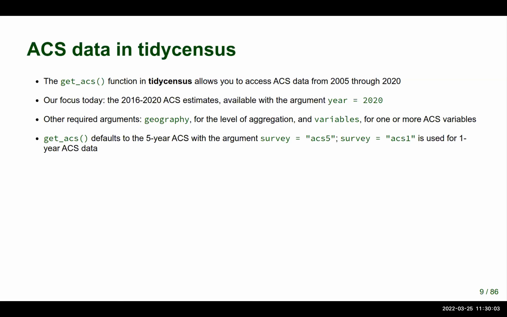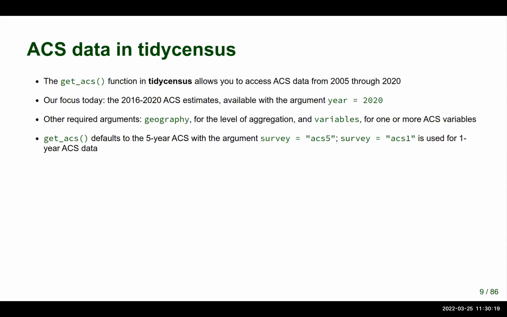The other required arguments include geography, which specify the level of aggregation for our data, and variables, which is one or more ACS variable IDs specifying the data we want to get. I'll explain how to do that in just a moment.